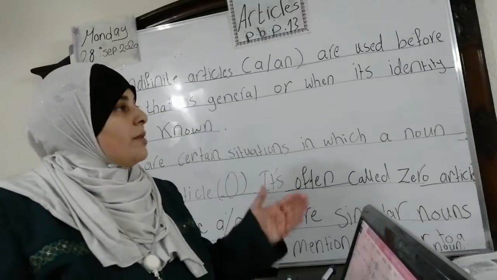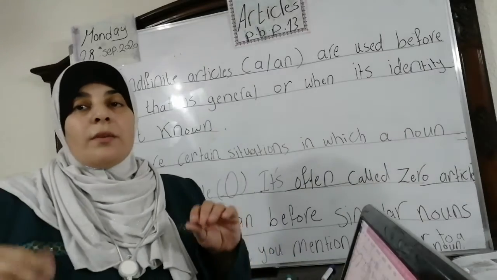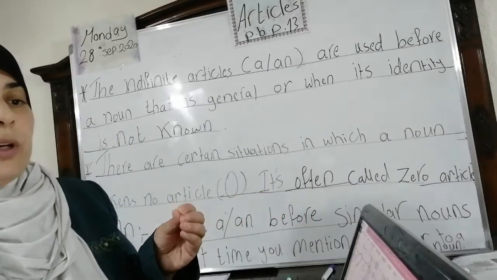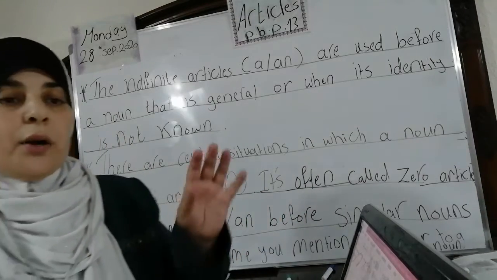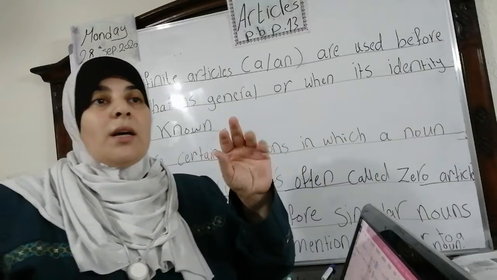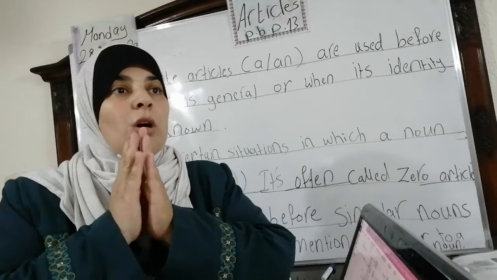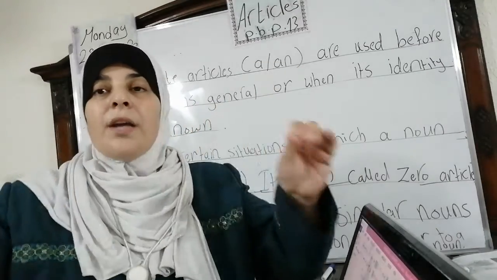The title of our lesson today is about articles. We are going to know what we mean by articles and what is the function of the articles. Now, as you know, in English there are three articles. We have a, an, and the. What is the function of them? The function of each one of them is that you use them to modify a noun.